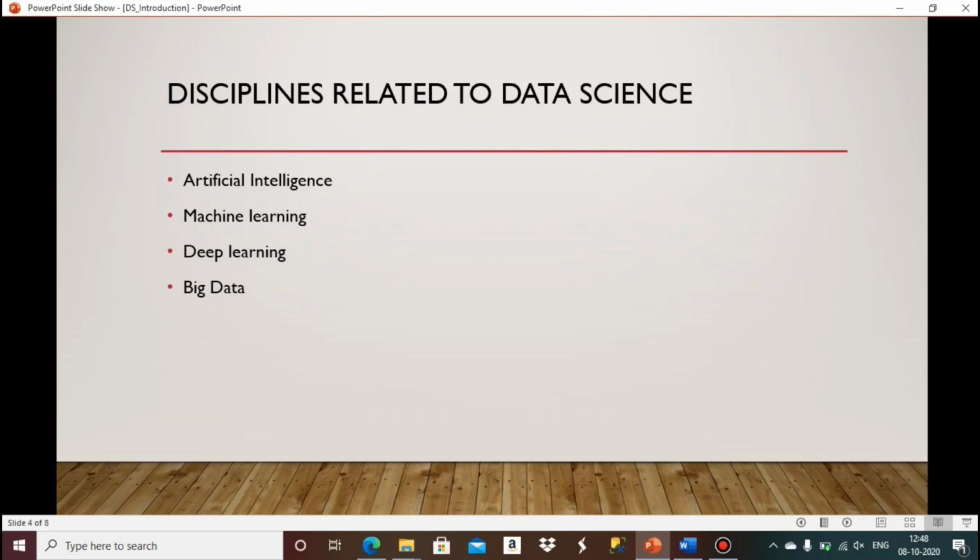So now, what are the main disciplines which are related to data science? They are artificial intelligence. If we start with artificial intelligence, it is not a new thing. Artificial intelligence has been there for many years now. People are working on artificial intelligence. The purpose is that some machine should be created which should have intelligence equivalent to a human. The machine should work like a human.